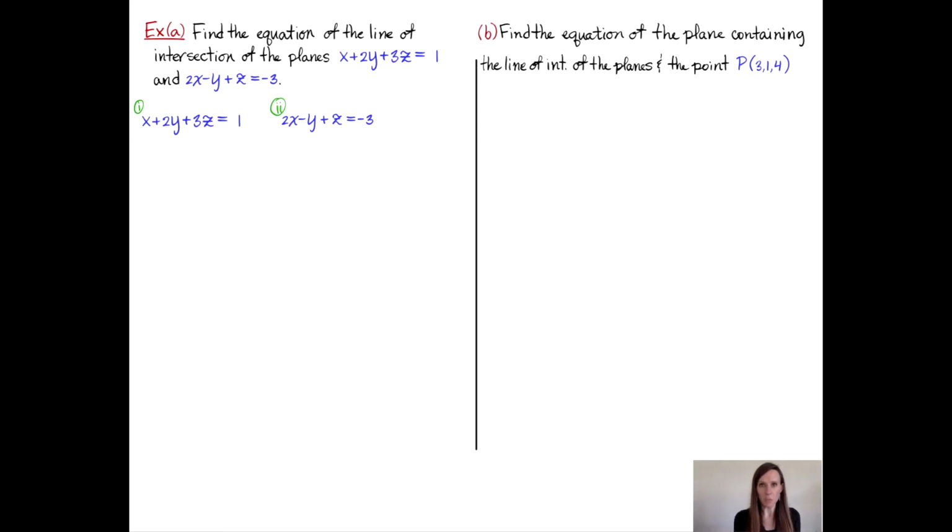We need to eliminate one of these variables, because if we can get our equation in terms of just two variables, then we can let t equal one of the variables and then solve for the other variable in terms of t. Looking at the y component of the second equation, if we multiplied it by 2, and then added it to the first equation, then the y component would cancel out. So let's multiply the second equation by 2.